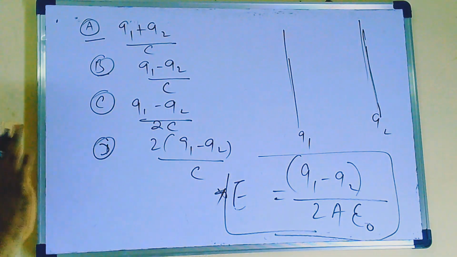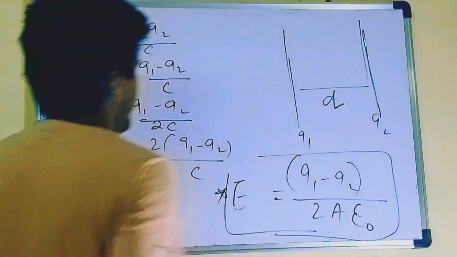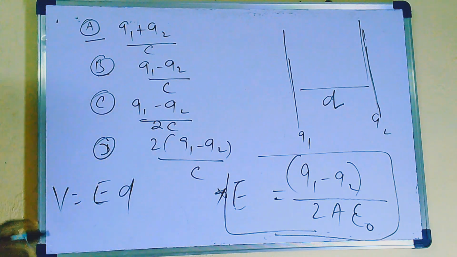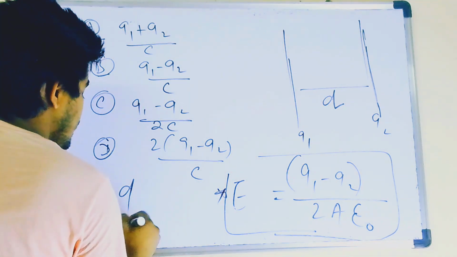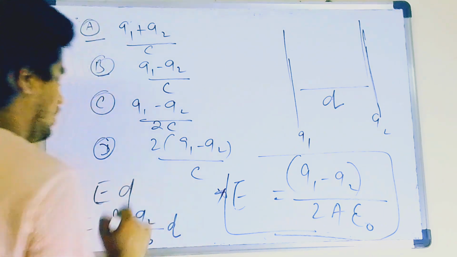What is the potential difference? The relation between E and V. What is the distance between the plates of the capacitor? Suppose d. So V equals what? E into d. Clear? So what is E, sir? (Q1 minus Q2) divided by 2A epsilon naught, into d.